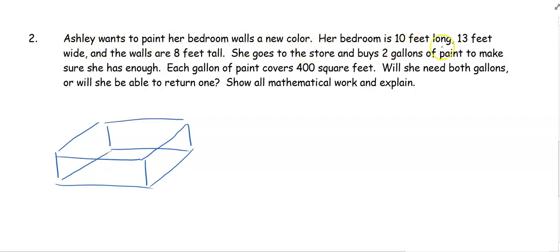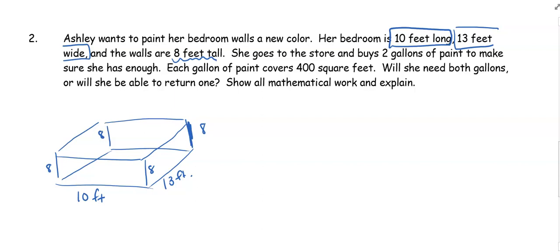Her bedroom is 10 feet long. So let's make this 10 feet. 13 feet wide. So 13 feet wide. And then it's 8 feet tall. So her ceilings are 8 feet. So it's 8 feet from top to bottom. We are going to paint her walls. We are not going to be painting her ceiling. We are not painting the floor. So I'm looking for the area of the 4 walls.